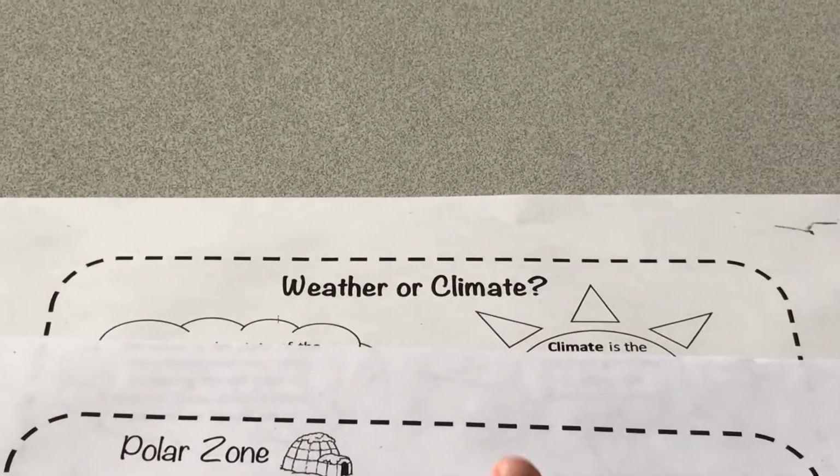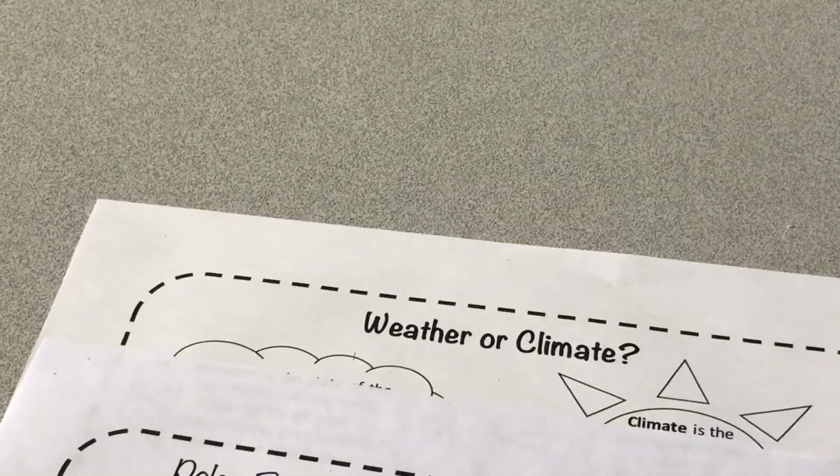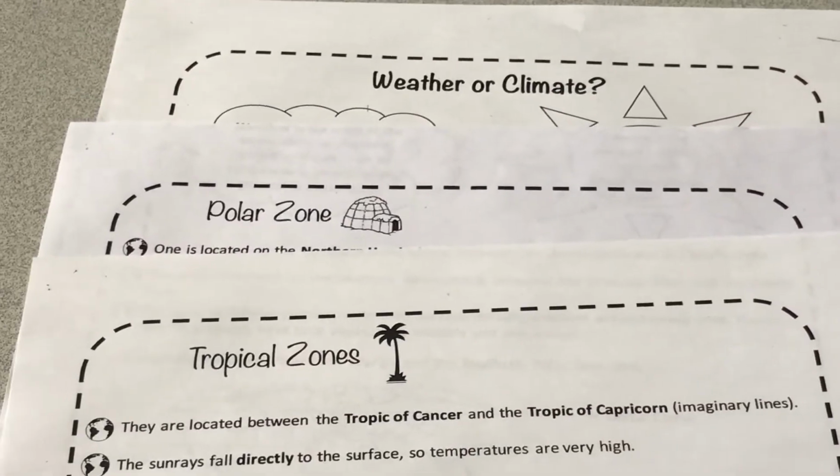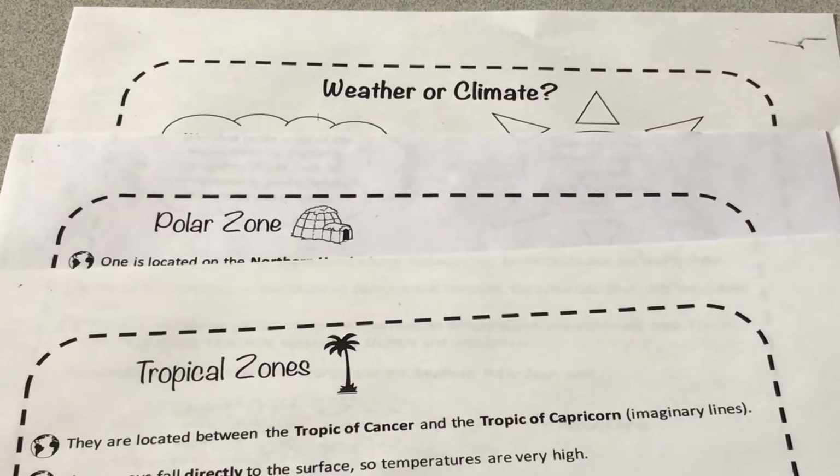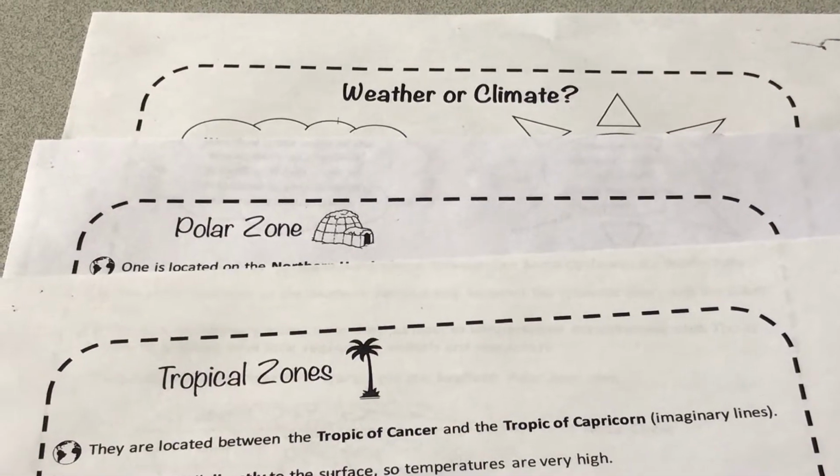You're looking for one that says weather or climate with a little sun, a little cloud. You're looking for one that says polar zone and one that says tropical zones. Please make sure you've got those 3 papers before going any further.